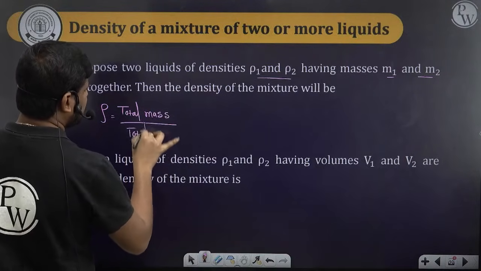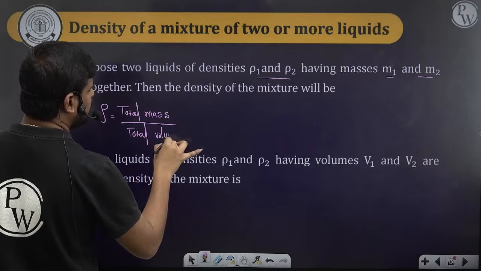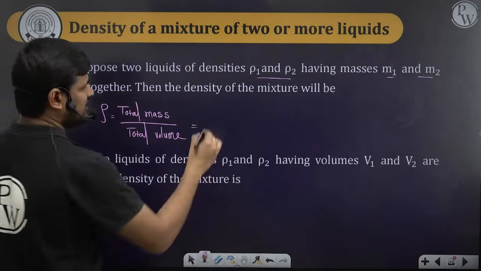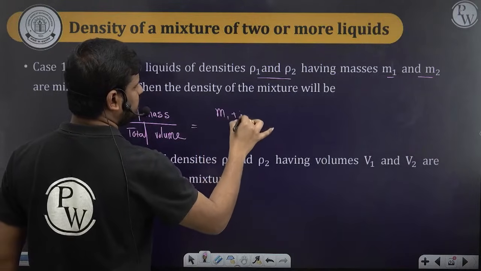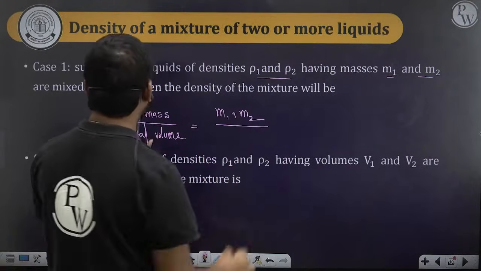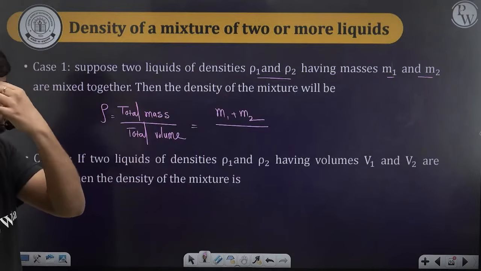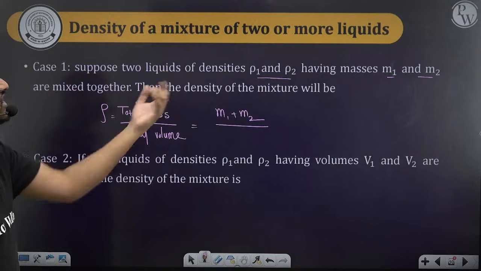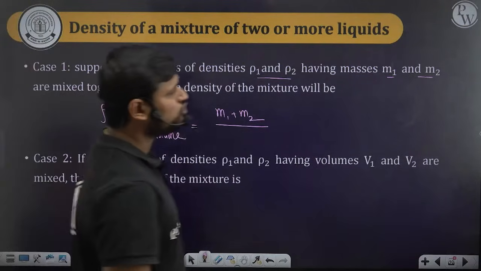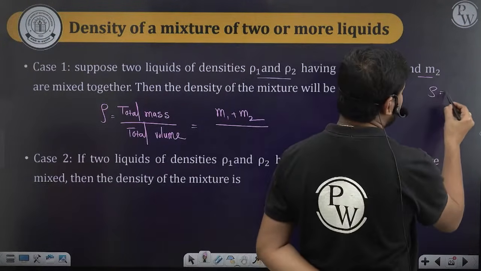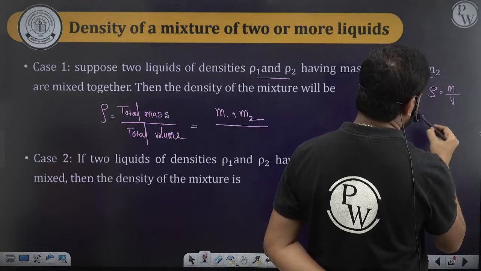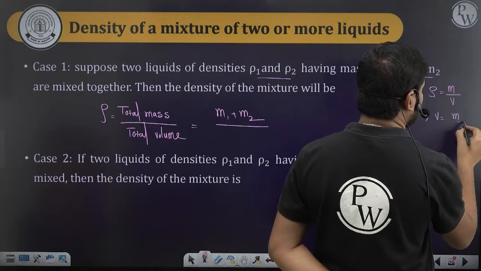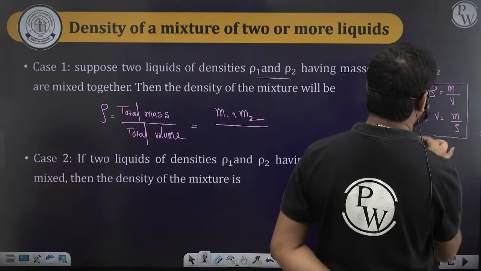But you write these in terms of the given quantities. Here the masses are given, the total mass will be m1 plus m2, but there is no volume term. So can we write volume in terms of density and mass? We know that density is equal to mass by volume. From here, the volume is equal to mass by density.